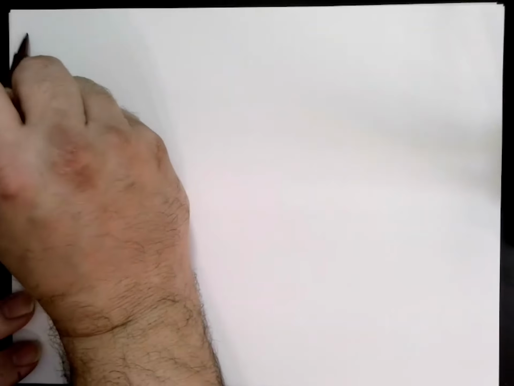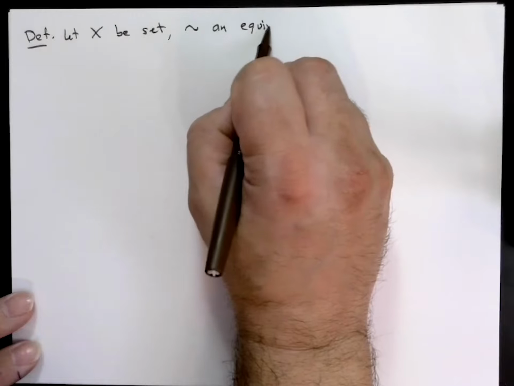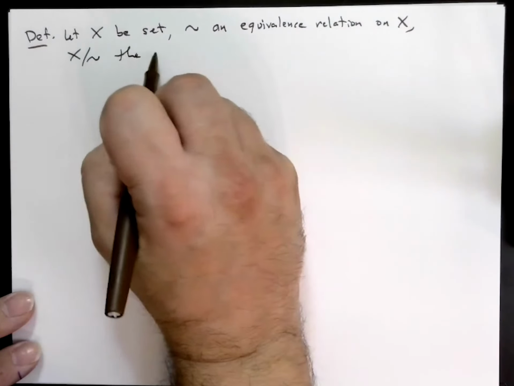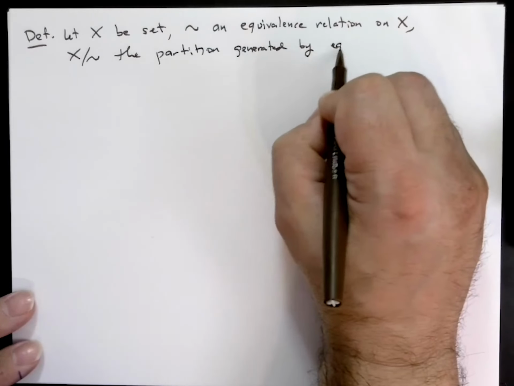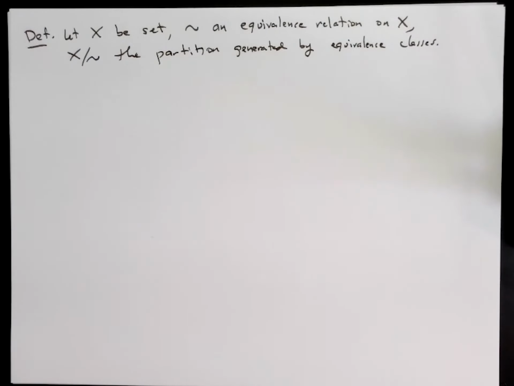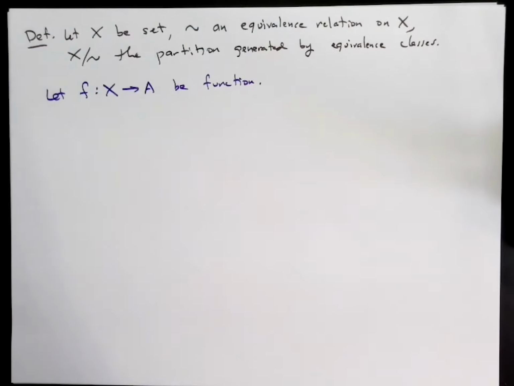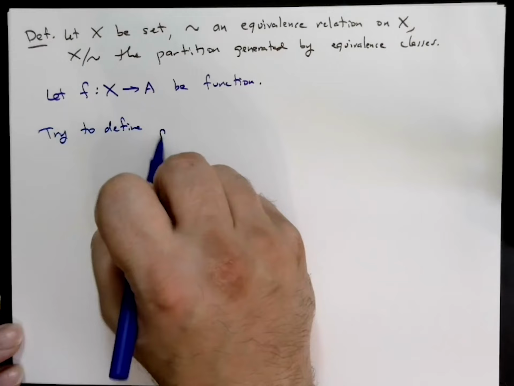Okay, now we're in a position to really formalize what we mean by well-defined. So here's the definition. Let X be a set. Let's assume we have an equivalence relation on X. And let's take X modulo that equivalence relation to be the partition generated by the equivalence classes of the equivalence relation. Now let's let f be any function with domain X. So specifically, f goes from X to A, where A is some other set.